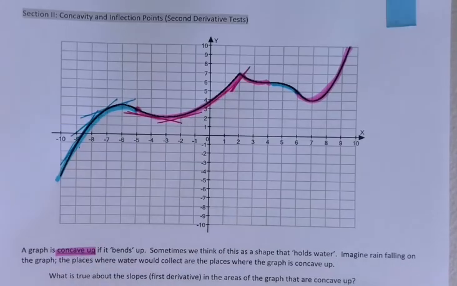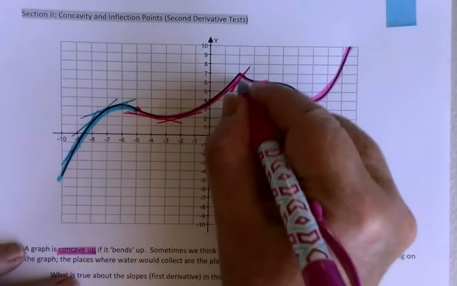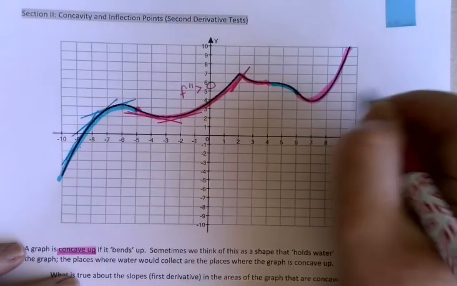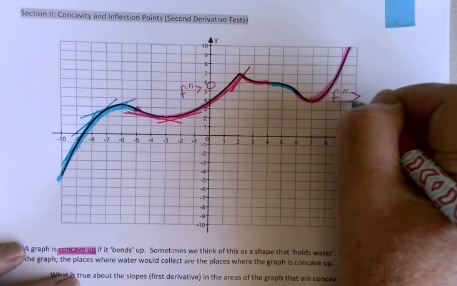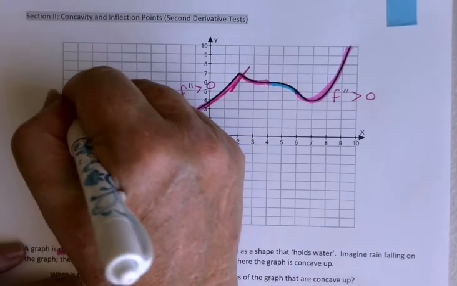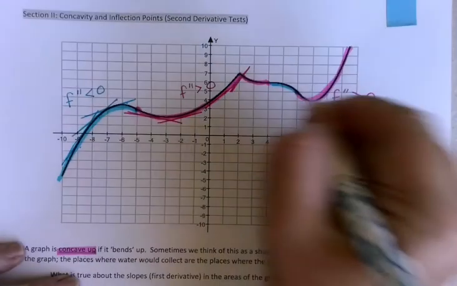So on my graph, I know that all throughout this entire pink region, f double prime is positive, and again over here, f double prime is positive. And in these blue parts where we're concave down, f double prime would be negative.